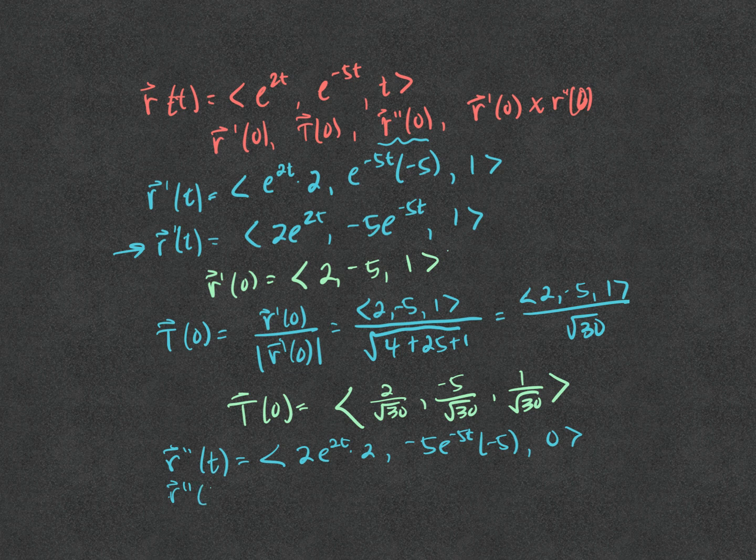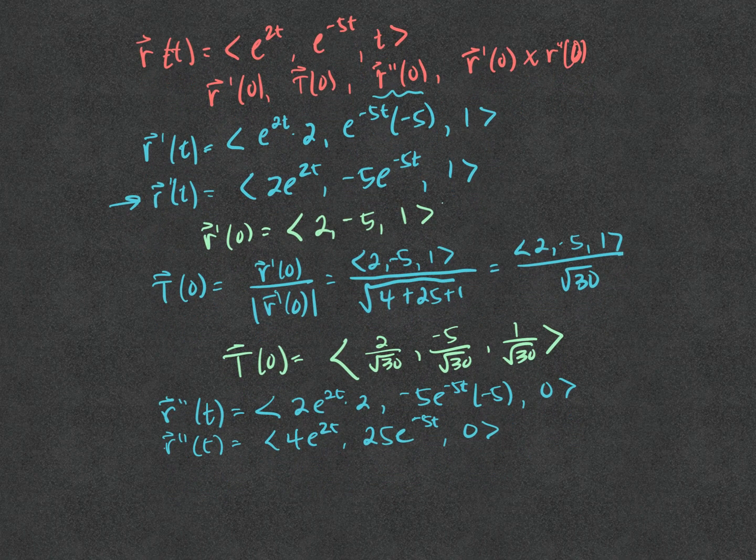So our second derivative at t is 4e^(2t), 25e^(-5t), and 0. Now we need to find r double prime of 0. When we plug in 0, e to the 0 power is 1, times 4 is 4. e to the 0 power is 1, times 25 is 25, and 0. So now we found the second derivative at 0.